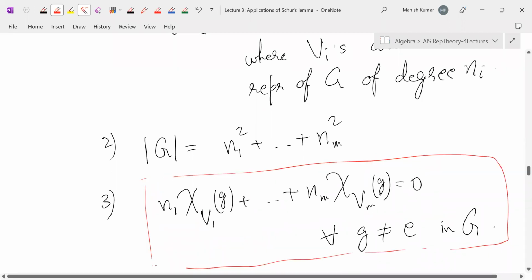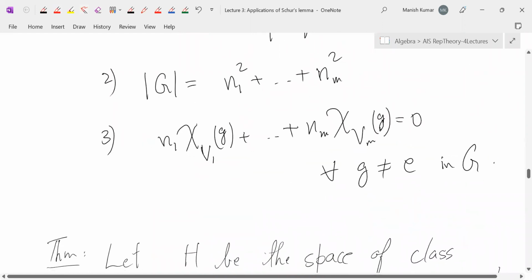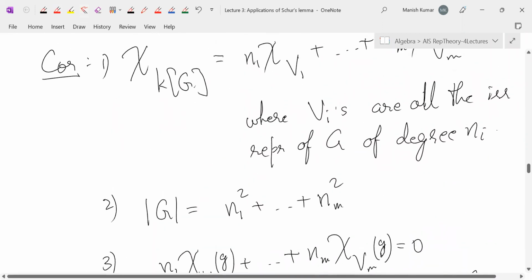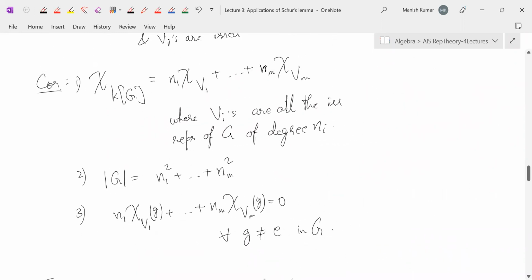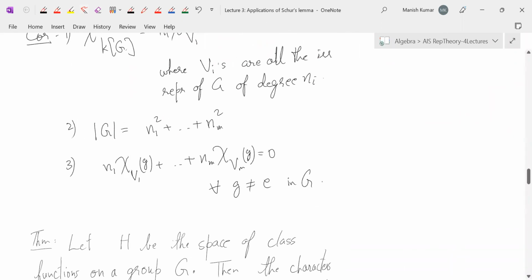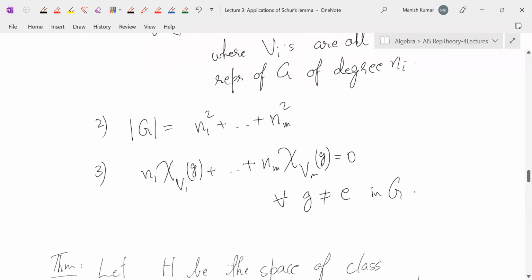Okay, so I should box the whole thing. Is this corollary clear? The first one is already seen, and 2 and 3 are just evaluating the first one. At the identity, you get the second, and if you evaluate it at something not the identity, you get the third. But I have still not told you how many irreducible representations G has.